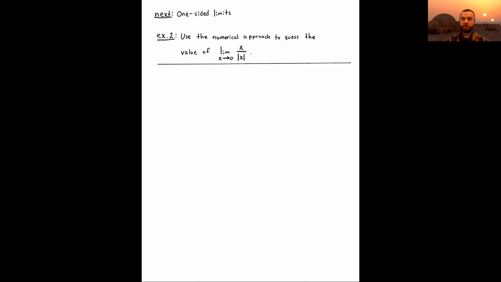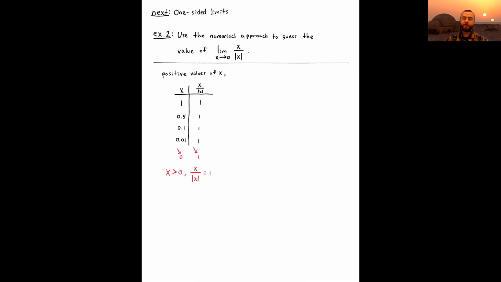All right, welcome back. So we're going to use the numerical approach, since we probably don't know what the graph of x divided by absolute value of x looks like. As it turns out, being able to sketch a graph, what's called in calculus curve sketching, is a long-term goal of ours. So we don't know the graph here. Let's try the numerical approach. Seems pretty straightforward. Let's start by plugging in some positive values for x that gradually get closer to 0.